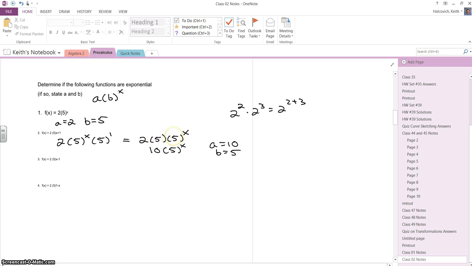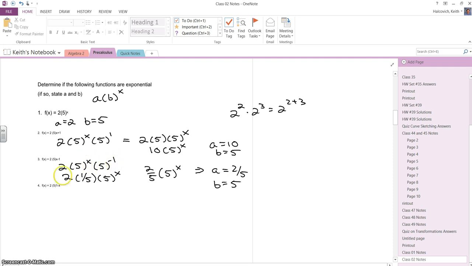This next one is a subtraction problem. You can make it 2 times 5 to the x times 5 to the negative first. 5 to the negative first, remember, is 1/5. And 2 times 1/5 is 2/5. So now your a is equal to 2/5, and your b is still equal to 5.